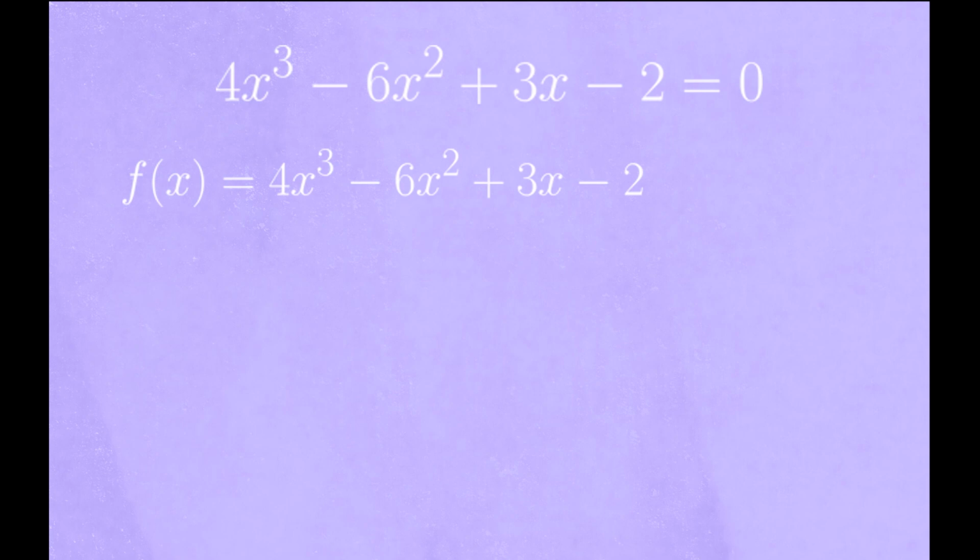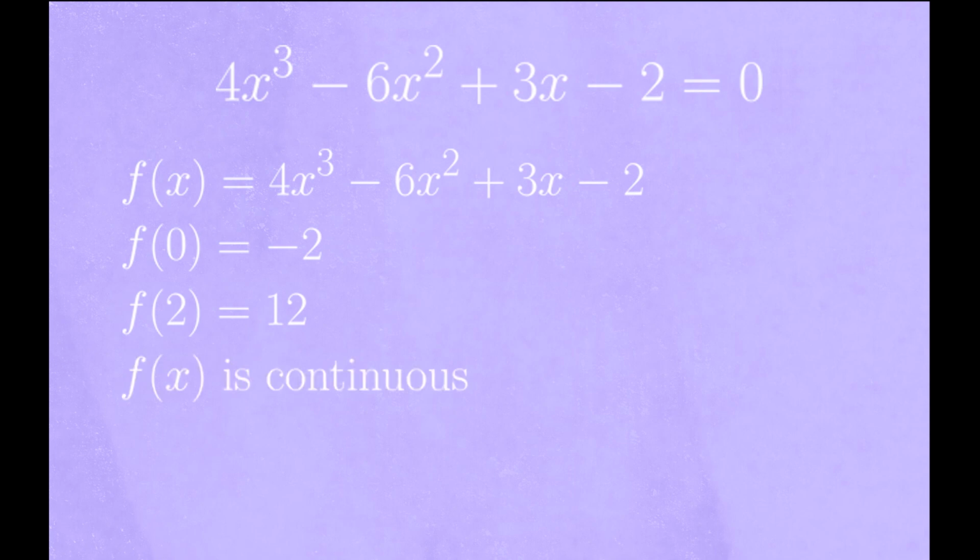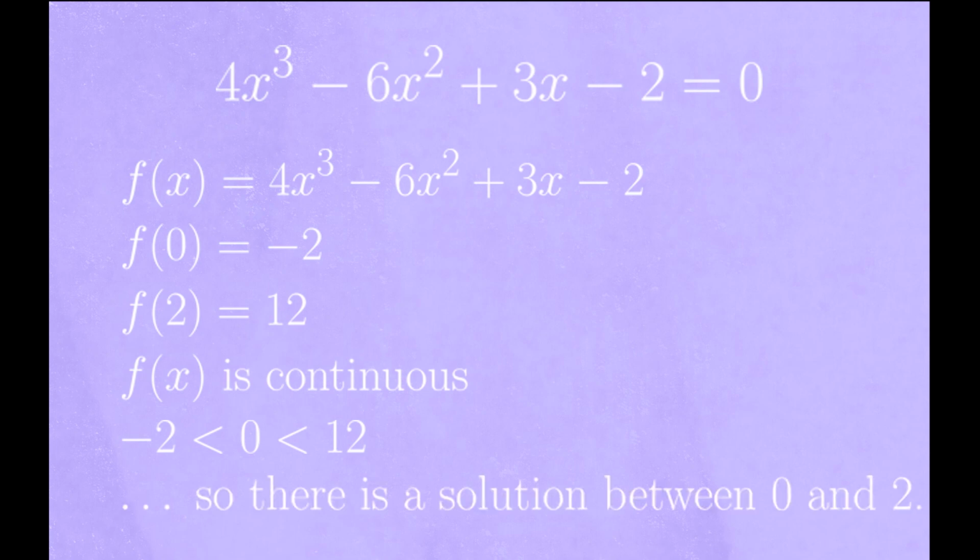By plugging in, we see that f of 0 is negative 2 and f of 2 is 12. Also, our function f of x is a polynomial, so it is continuous. Therefore, by the intermediate value theorem, we know f of x obtains every value between negative 2 and 12 as x varies between 0 and 2. In particular, f of x must attain the value 0 at some point between x equals 0 and x equals 2. We don't know the exact x value that works, but we do know that there is one between 0 and 2. So, we haven't solved our equation exactly, but we do know there is a solution between x equals 0 and x equals 2.